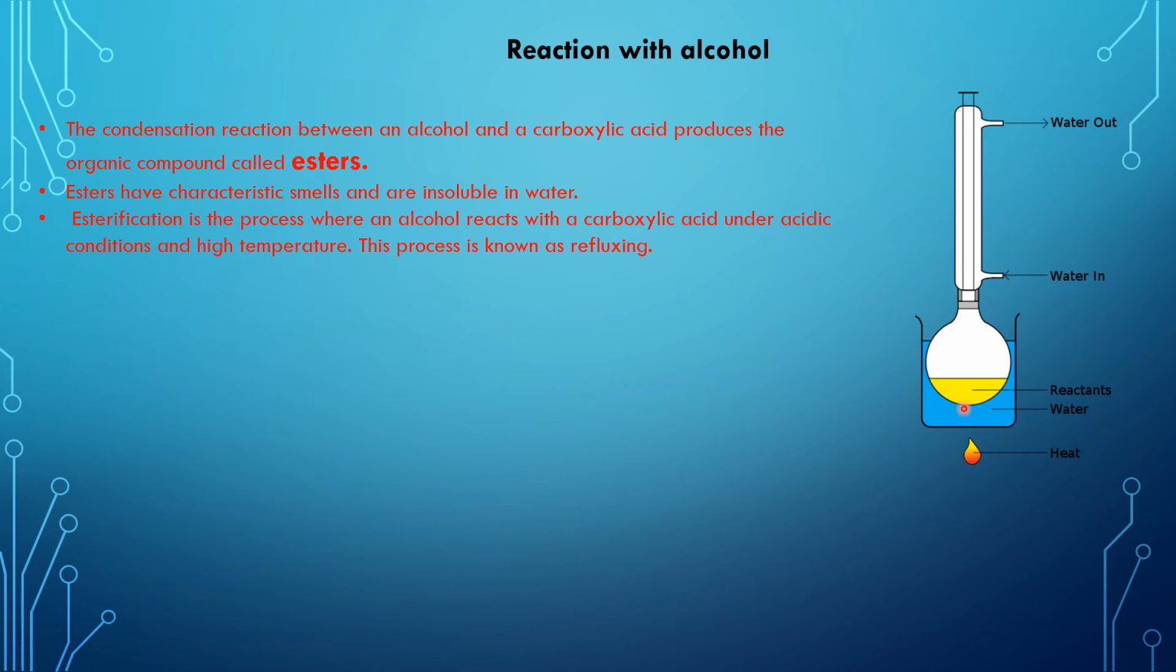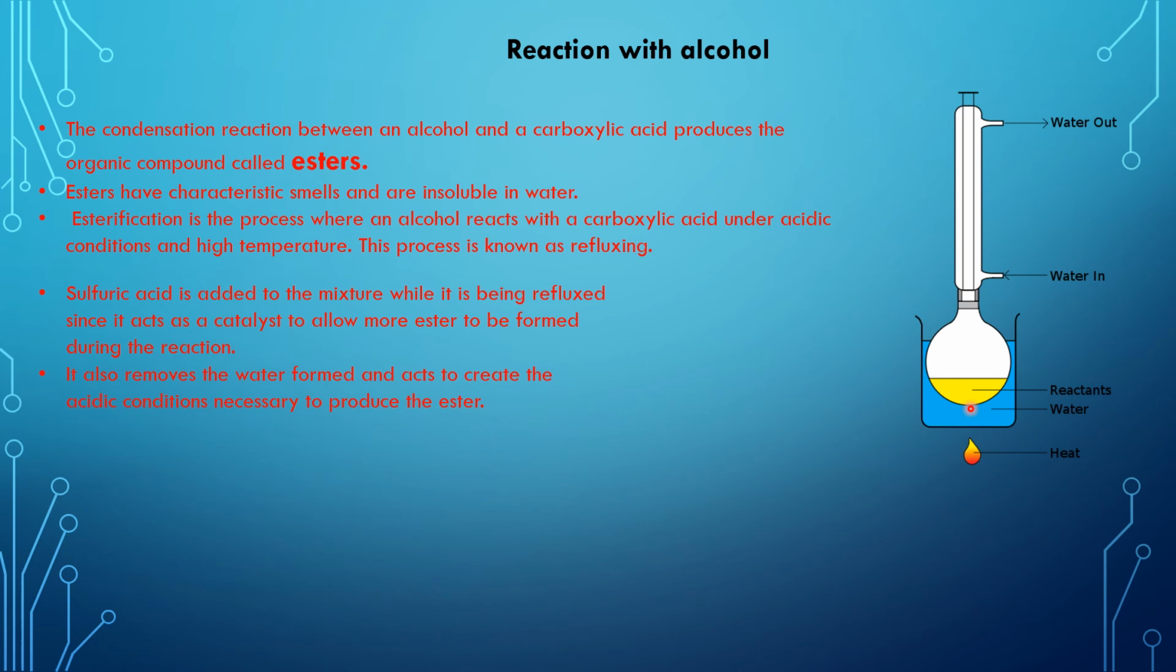Once the esterification process is over, then a little bit of sodium carbonate is added into the round bottom flask to ensure that there is no unreacted acid left behind. Any unreacted acid is neutralized by the sodium carbonate. And once the ester is prepared, it can later be separated from the water that is formed by the process of decantation.